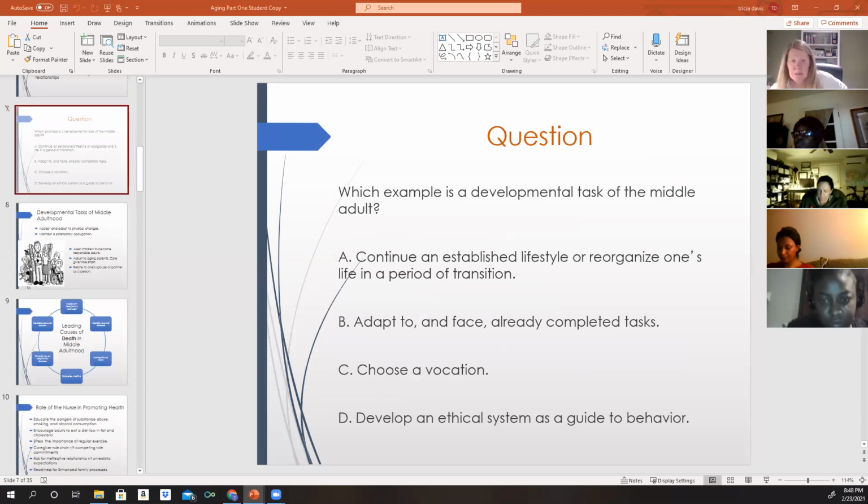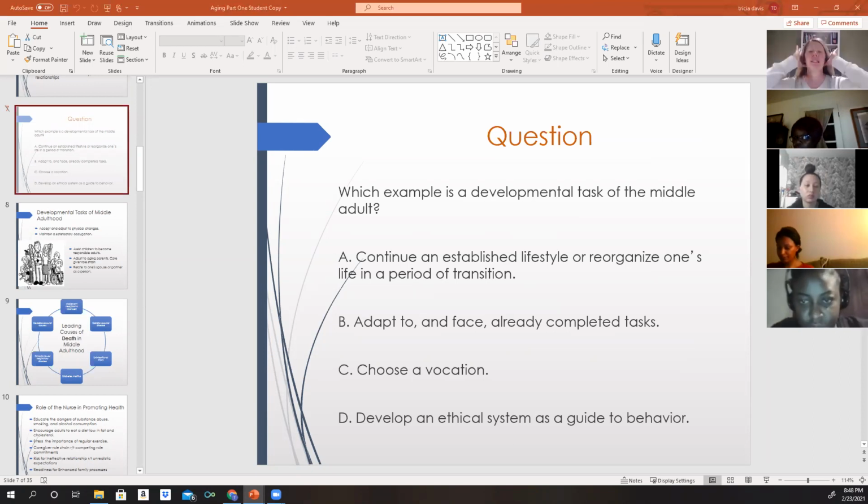So which example is a developmental task of the middle adult? A, continue an established lifestyle or reorganize one's life in a period of transition. B, adapt to and face already completed tasks. C, choose a vocation, which would be a new type of job, or learn something new. And then D, develop an ethical system as a guide to behavior.